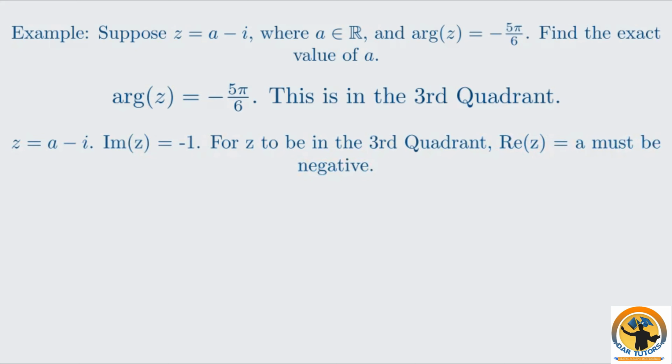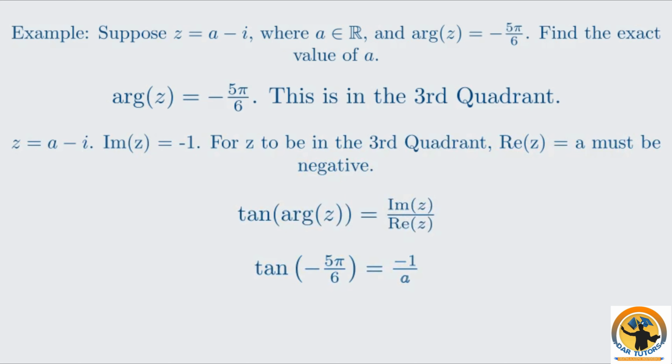We can use the tangent function to relate the argument to the real and imaginary parts. The tangent of the argument is the imaginary part divided by the real part. So tan of negative 5 pi over 6 equals negative 1 over a. Now we need to evaluate tan of negative 5 pi over 6. The tangent of negative 5 pi over 6 is the same as the tangent of pi over 6, which is 1 over the square root of 3. Since the angle is in the third quadrant, where tangent is positive, the value is positive 1 over root 3.